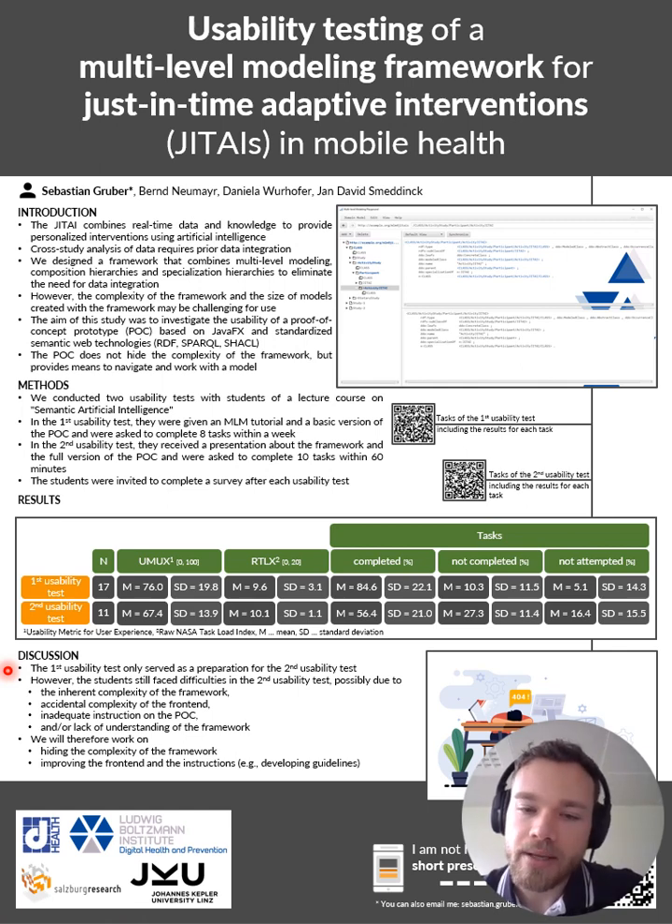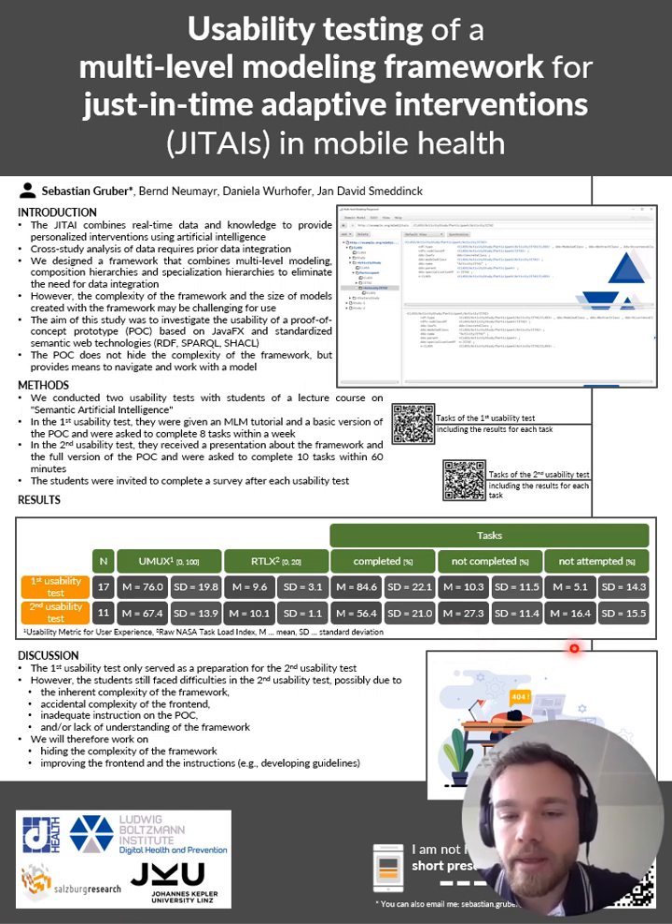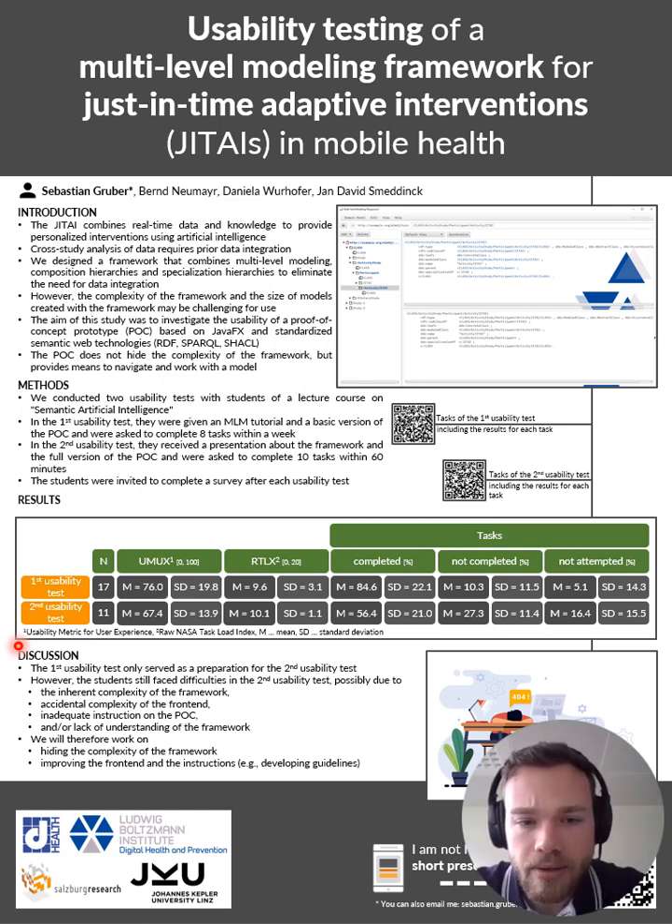Even though we provided them with a preparation for the second usability test, they faced difficulties. As you can see here, they only completed 56.4% of the tasks, did not complete 27.3%, and did not even attempt 16.4% of the tasks. This may be due to the inherent complexity of the framework, which means the complexity of combining multi-level modeling, specialization hierarchies, and composition hierarchies.